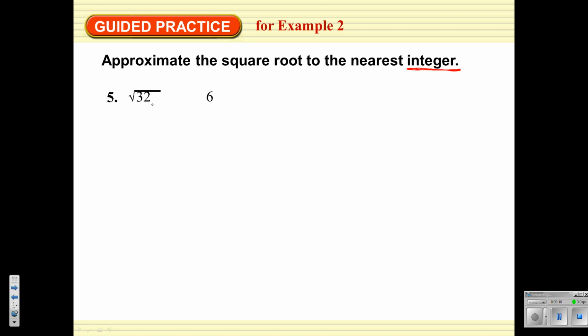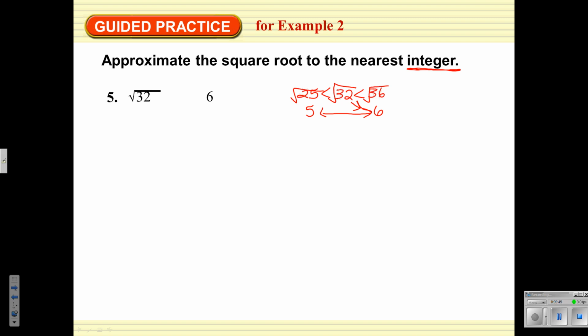Alright, the square root of 32 is closest to 6, because 32 is closer to 36 than it is to the perfect square 25. When we take the square root of these, obviously the square root of 25 is 5, and the square root of 36 is 6. So again, our square root of 32 falls somewhere between the 5 and the 6. But because 32 is closer to 36, the square root of 32 is also closer to 6.